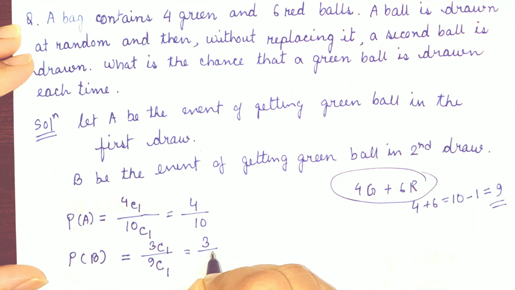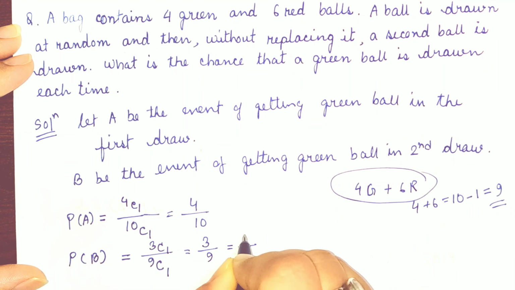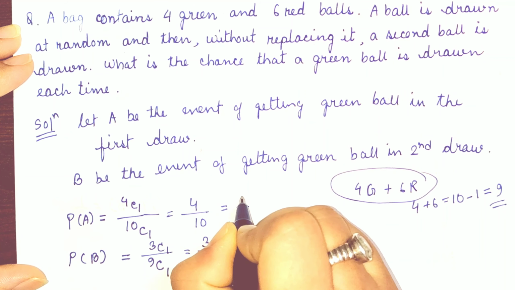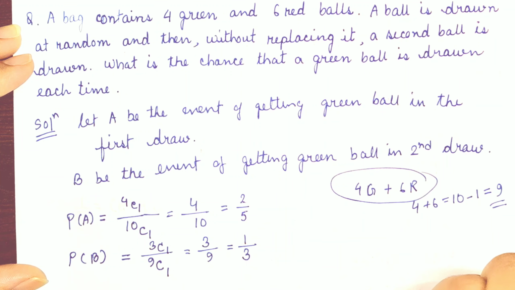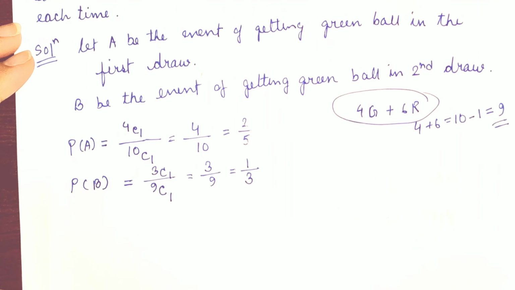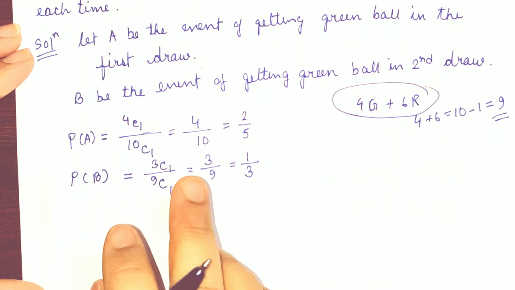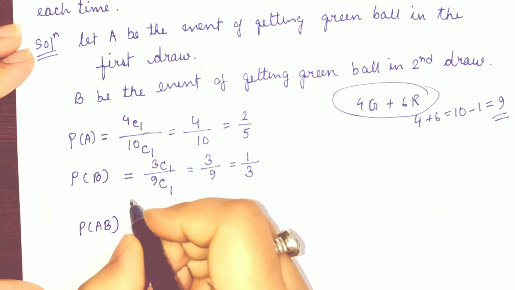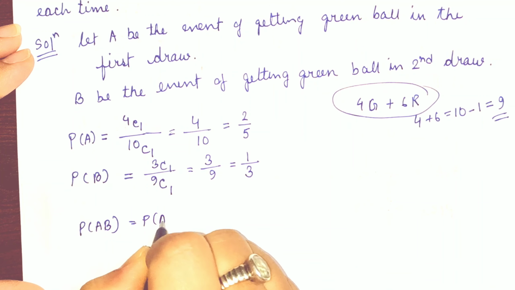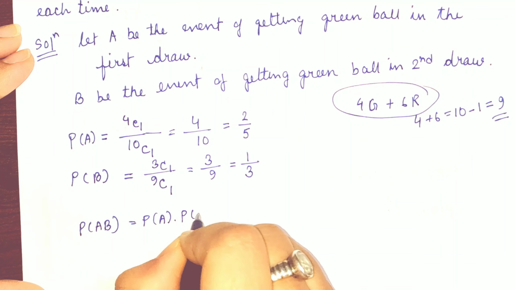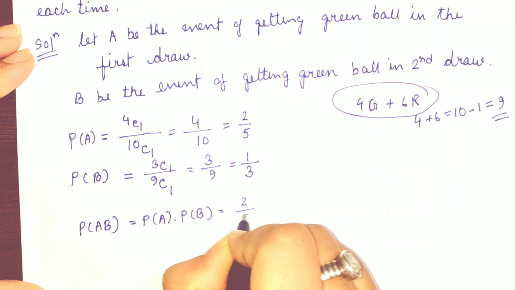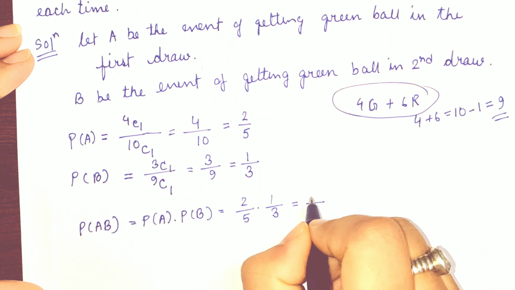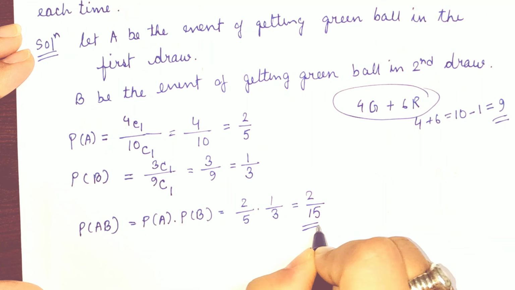3C1 value equal to 3, 9C1 value equal to 9, 1 divided by 3, and 4 divided by 10 can be written as 2 divided by 5. Since these are two independent events, therefore we can write P(A∩B) is equal to P(A) into P(B). 2 by 5 into 1 by 3, or 2 divided by 15.